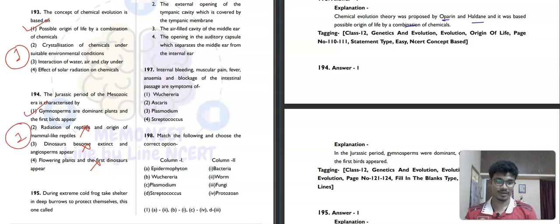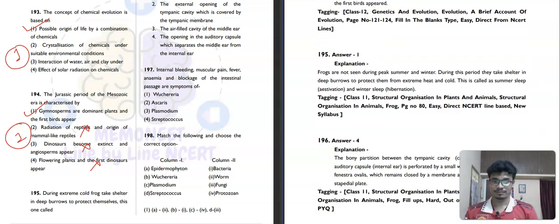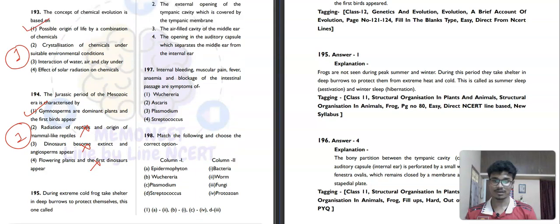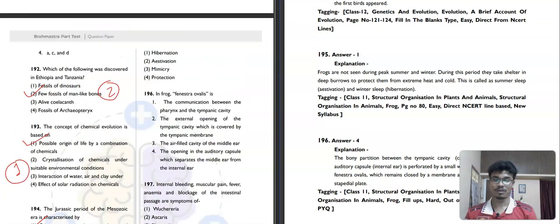Then question number 195. During extreme cold, frogs take their shelter in deep burrows to protect themselves. This one is called, during cold, it is saying. So that means cold, obviously that is hibernation, and in summer that is estivation. So in frog, fenestra ovalis is the communication between the pharynx and tympanic cavity, external opening of the tympanic cavity which is covered by the tympanic membrane, or the air-filled cavity of the middle ear. So opening of the auditory capsule which separates the middle ear from the internal ear. That is the fenestra ovalis. So the fourth option is our correct answer.